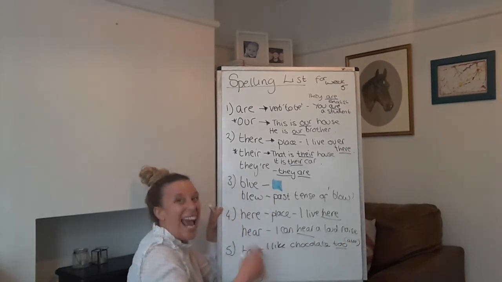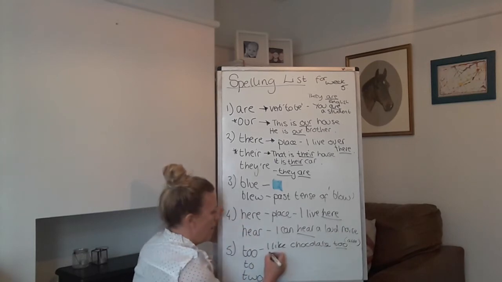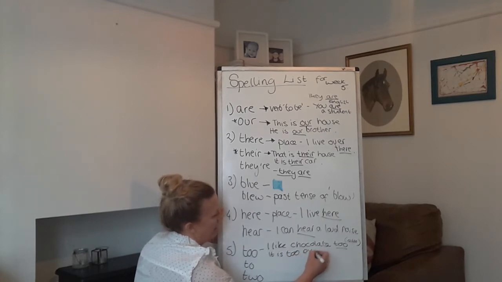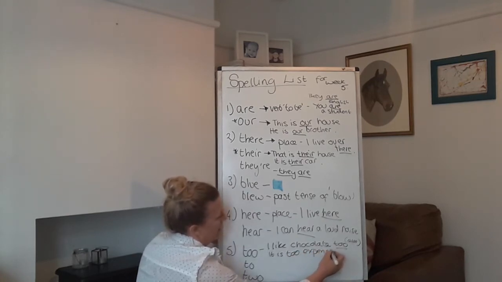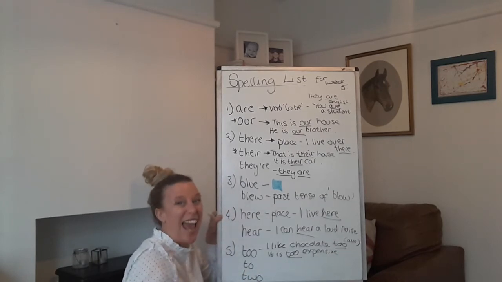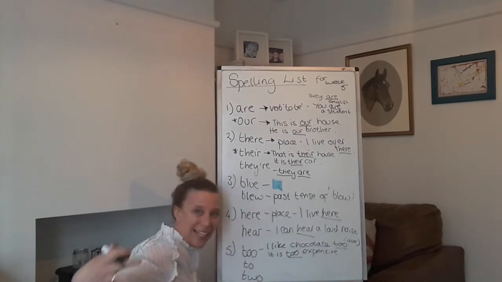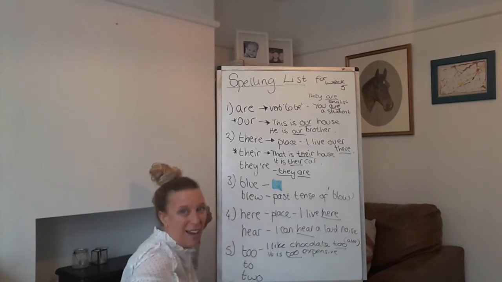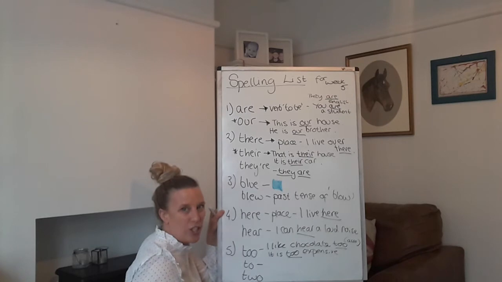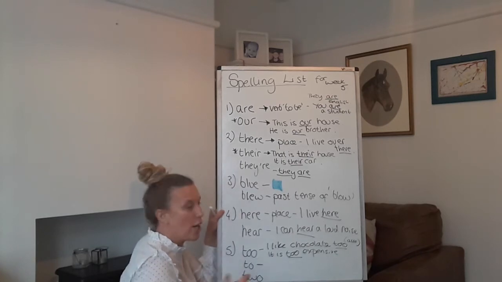It also means extra or more, so it is too expensive. Too expensive, more expensive, extra expensive, like addition, again, more bigger, yeah? Too expensive. Then we've got 2, preposition: I go to school, I go to work.